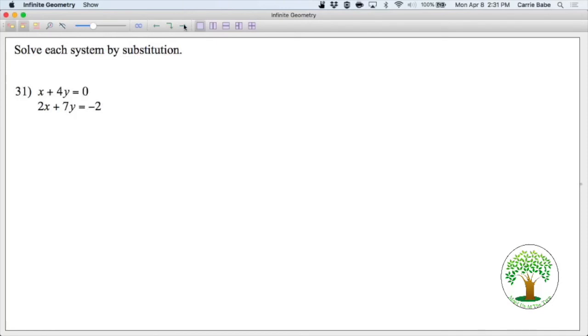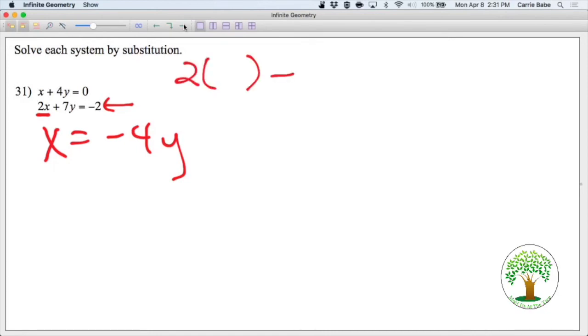So we need to solve for that x. We're going to move the 4y over there. We'll have x equals negative 4y because I subtracted to the other side. Anytime you see an x in the bottom equation, you will substitute in a negative 4y. In the place of the x in 2x, I'll put the negative 4y, so it will look like 2 times negative 4y plus 7y equals negative 2.